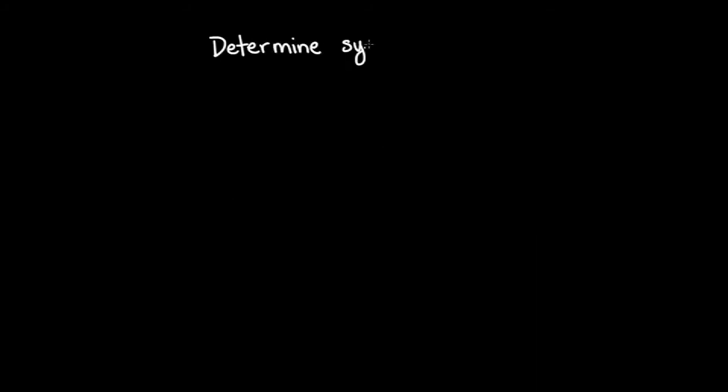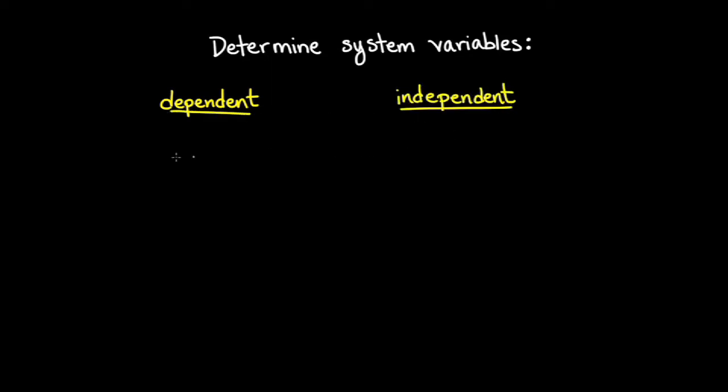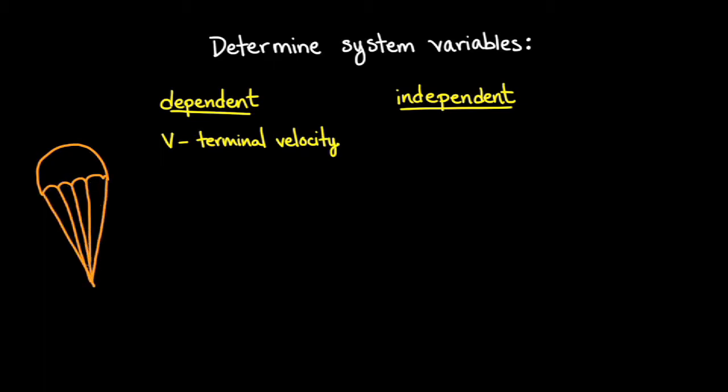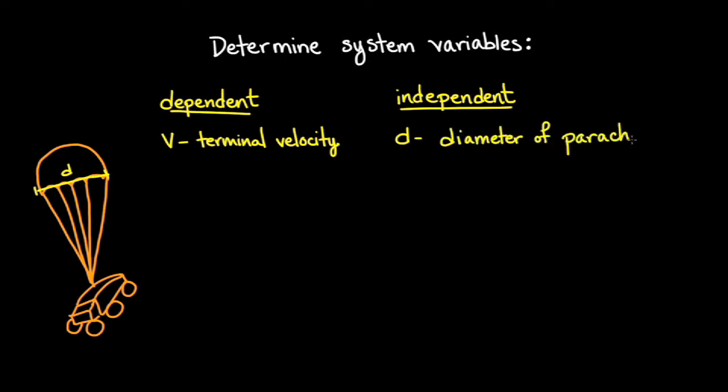Before we get started, we must first determine what the dependent and independent variables are in our system. The dependent variable is terminal velocity. This is the quantity that we wish to constrain by our parachute design. So what variables affect the terminal velocity of the parachute in the rover system? The diameter of the parachute canopy is one such independent variable. Take a moment to pause the video and identify others.